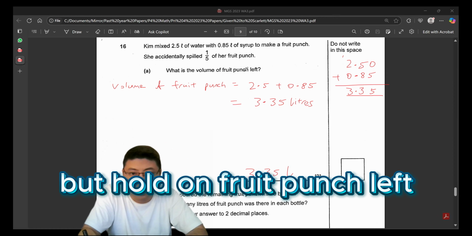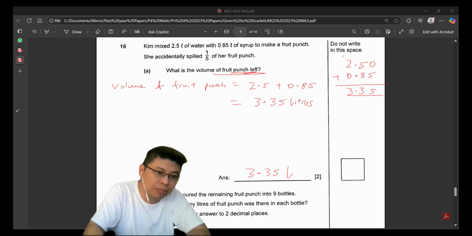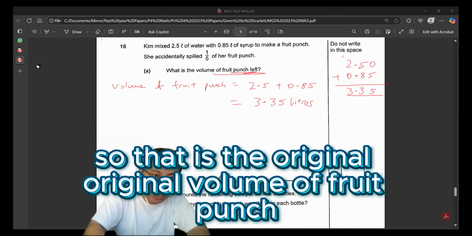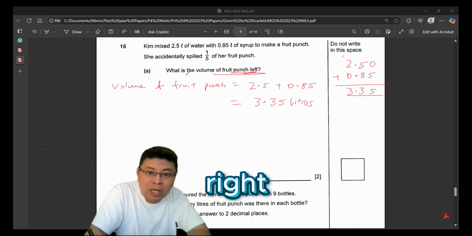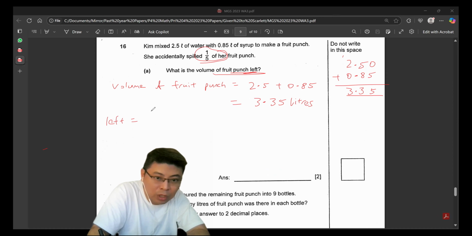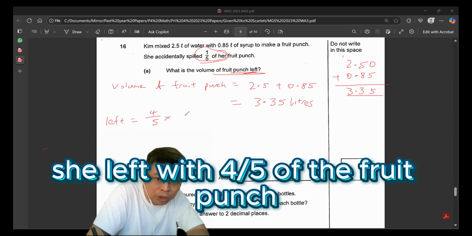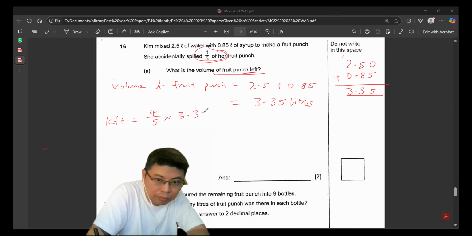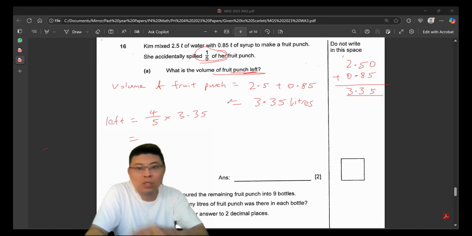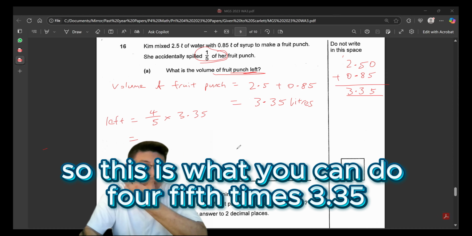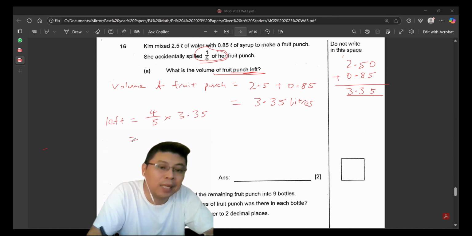But hold on, fruit punch left. So that is the original volume of fruit punch, right? She spilled 1/5 of her fruit punch. So left 4/5. She left with 4/5 of the fruit punch. So this is what you can do. 4/5 times 3.35.